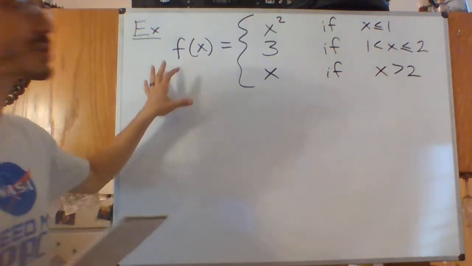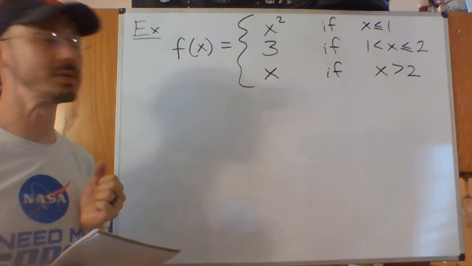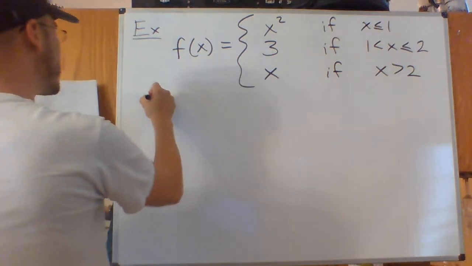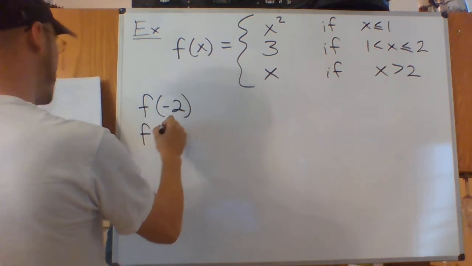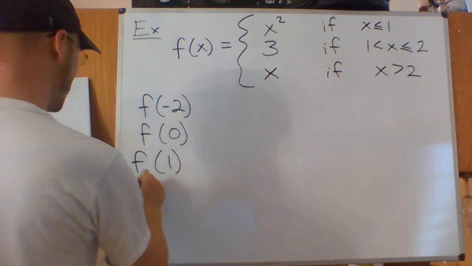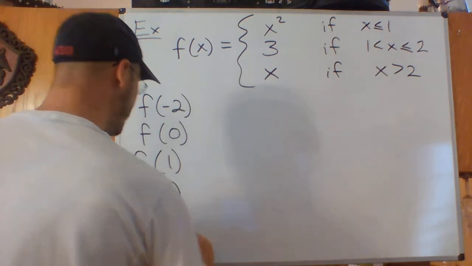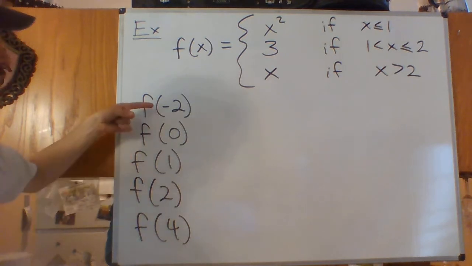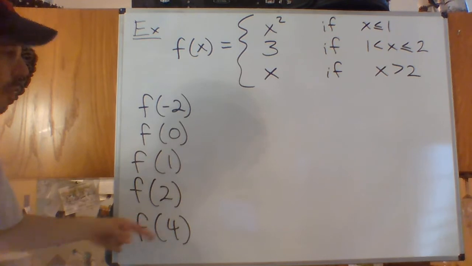And I got this function straight from the book example. So if you want to see a graph, they have this example with the graph. I'm just going to use it to do the following values. F of -2, f of 0, f of 1, f of 2, and f of 4. So we're going to find these 5 function values that correspond to these 5 input values, -2, 0, 1, 2, and 4.